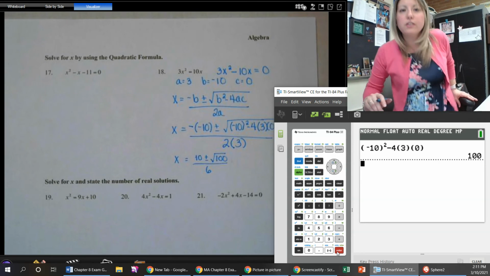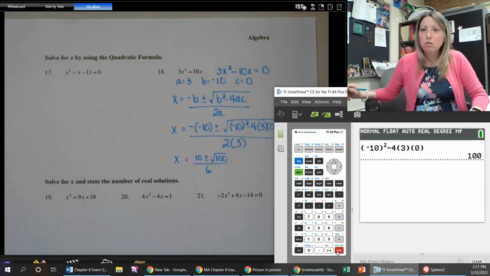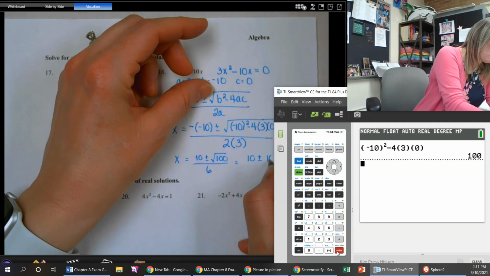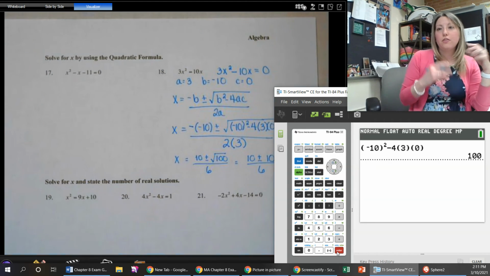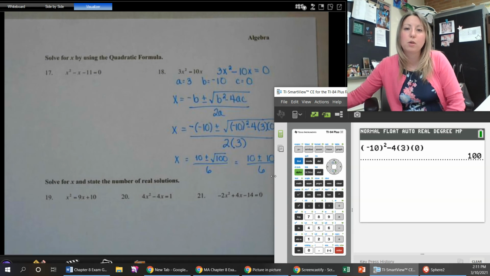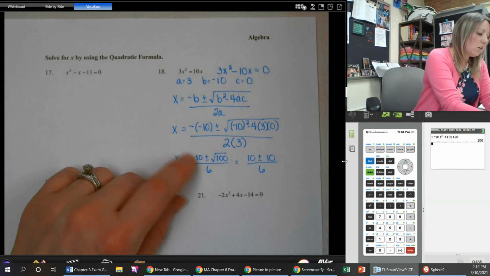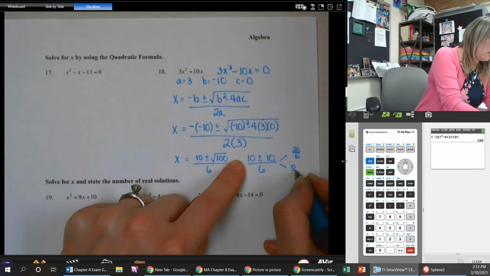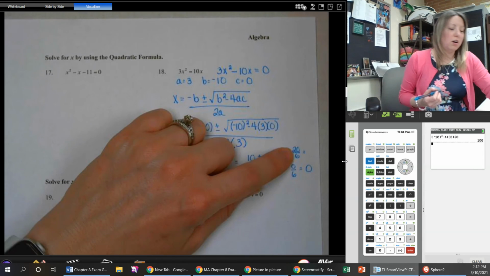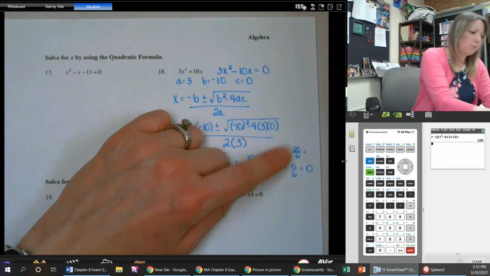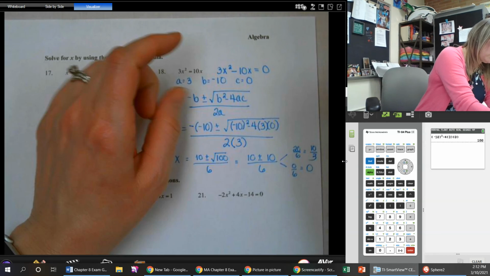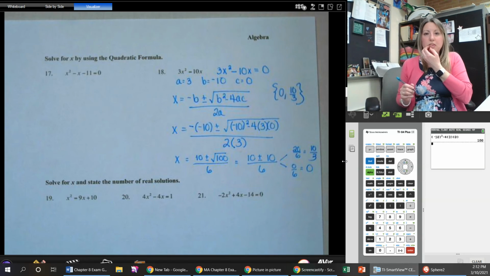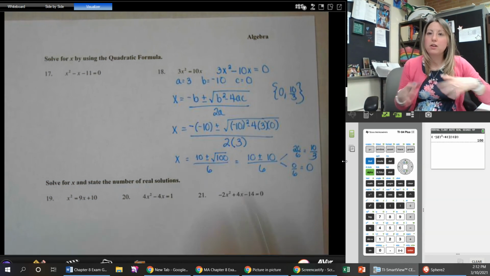So actually, this means this was a factorable polynomial. Okay? 10 plus and minus 10 divided by 6. So there's two things that I'm going to get here. Make my graphing calculator smaller again. 10 plus 10 is 20 over 6, and 10 minus 10 is 0 over 6. So my two answers are 0 and 10/3. Easier to represent as 10/3 because otherwise that's a repeating decimal.